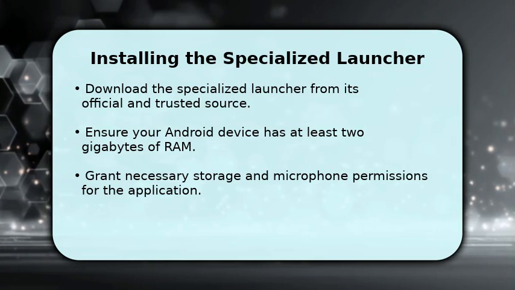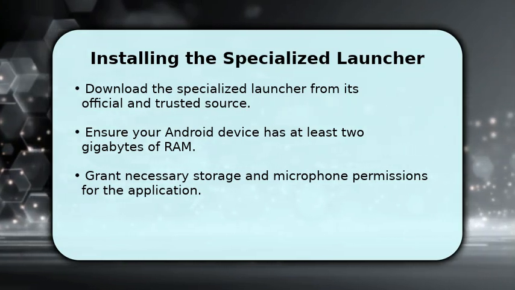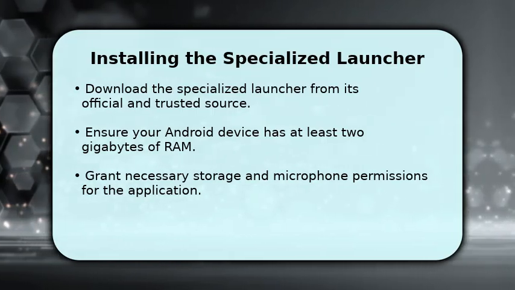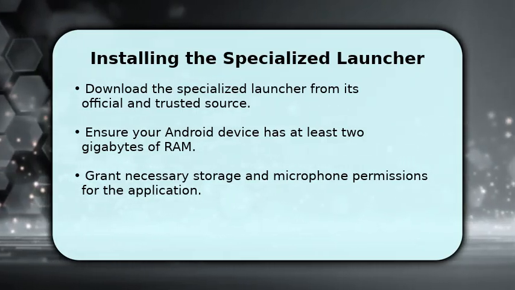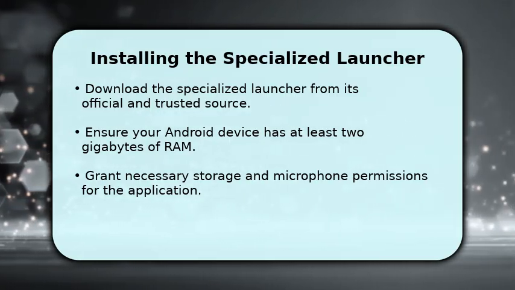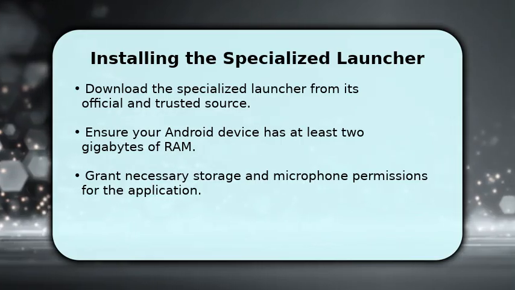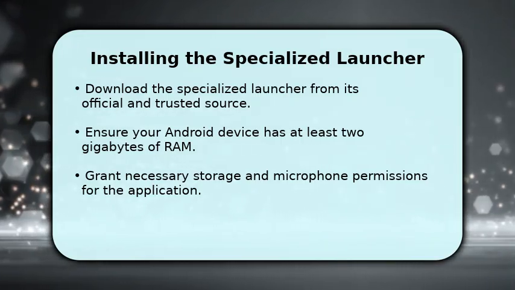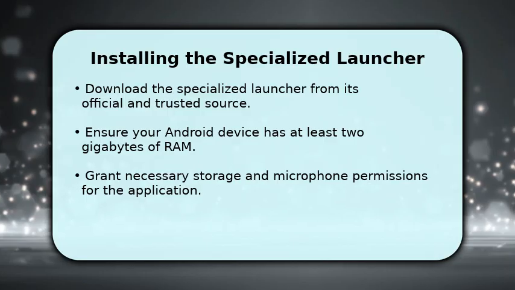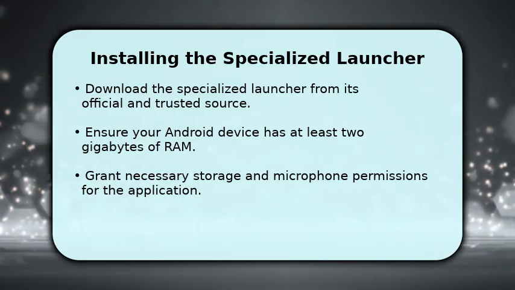To begin, you will need to download a specialized launcher application. This unique tool acts as a bridge, allowing your Android device to run the Java version of Minecraft. Make sure your device has at least 2 GB of RAM for a smoother experience. After installation, grant the necessary permissions, such as storage access, so the application can function correctly and save your game data.